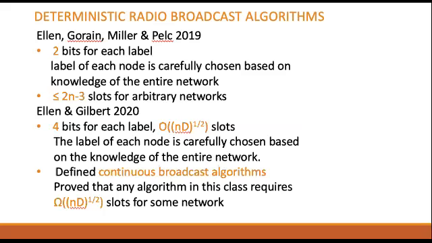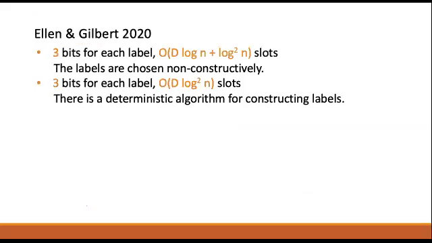We also came up with a different algorithm that is not in this class. It uses only 3-bit labels and completes in O of d log n plus log squared n slots. This is better than any continuous broadcast algorithm if the source eccentricity d is little o of n divided by log squared n. The problem with this algorithm is that it is non-constructive. We rely on the probabilistic method to show that, for any network, there's a good choice for the 3-bit labels on its nodes.